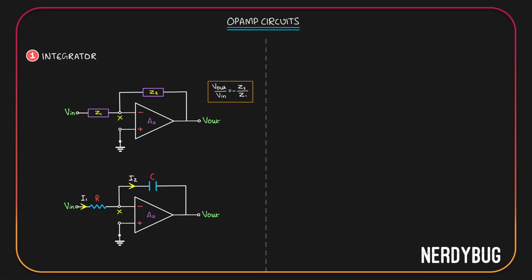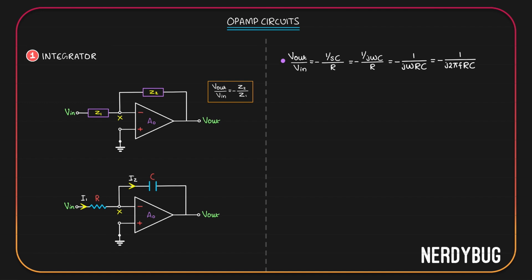So we can write the gain Vout by Vin. It is negative Z2 by Z1, or negative of 1 by SC divided by R, or negative of 1 by j omega C divided by R, or negative of 1 by j omega RC, or negative of 1 by j 2 pi fRC. The important part is gain is inversely proportional to the input frequency. That means when frequency is low, gain will be high. When frequency is high, gain will be low.